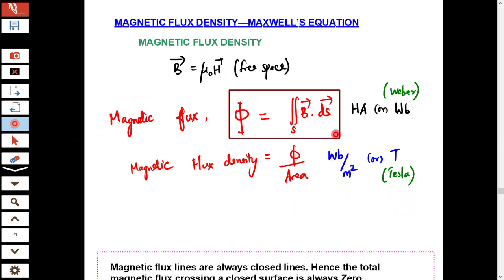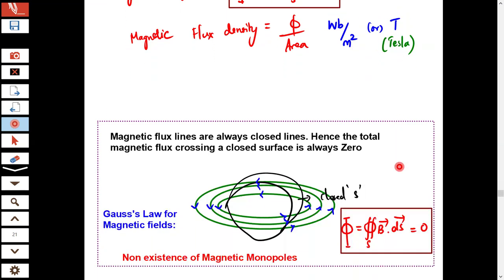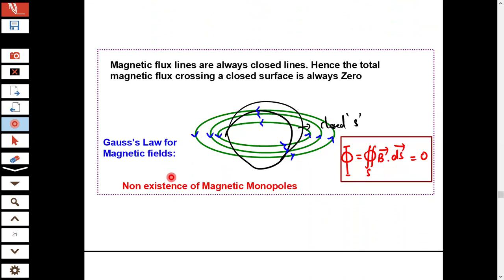The units for magnetic flux and flux density are as given. The unit of magnetic flux is Weber or Henry amperes, and magnetic flux density can be given as Weber per meter square, or Tesla. Another important characteristic of magnetic fields is that magnetic field lines are always closed lines.